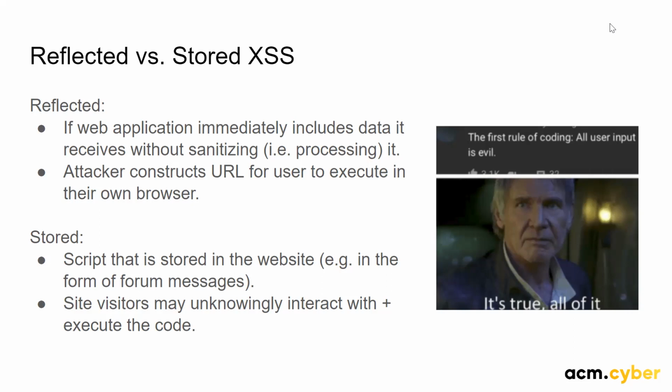So a lot of times you might see some sort of parameter in your URL. And if the user opens that URL, for example, and there's something bad that the attacker put in the URL, it executes in your browser, and now the attacker has access to any sort of private info they have. And then the other type of XSS is stored XSS. So this is basically when the script is now stored in the website. This is commonly seen in the form of forum messages or forum posts as well. And then what happens is that any visitor to the site may unknowingly interact with the code, and that ends up executing the script inside of their browser.